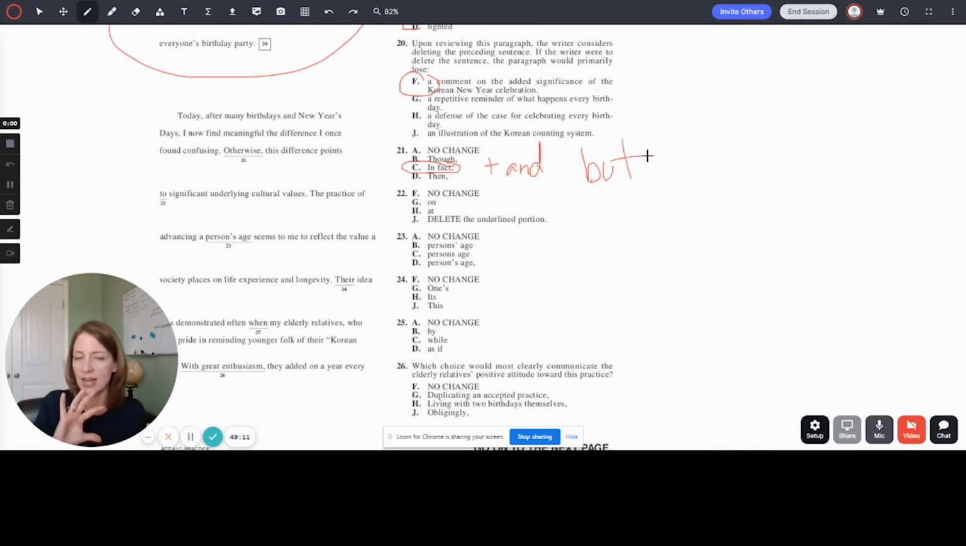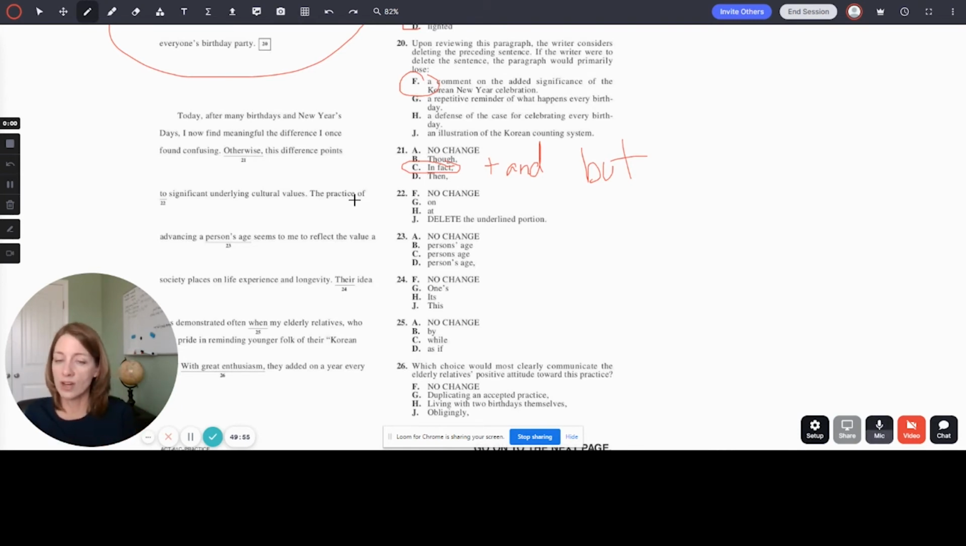Though is like a contrast. I like ice cream, though I never eat it. Sometimes taking those transition words and putting them in a sentence that feels good to you can help you decide, is this contrasting? Is it, I'm going to illustrate? And so in this situation, it's like, I now find it's meaningful. In fact, the difference is so meaningful that I'm going to illustrate it. Okay. So on 22, this difference points to significant underlying cultural values.